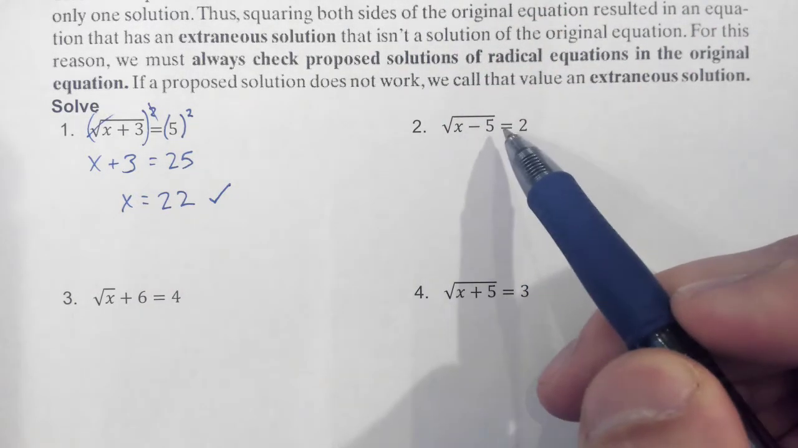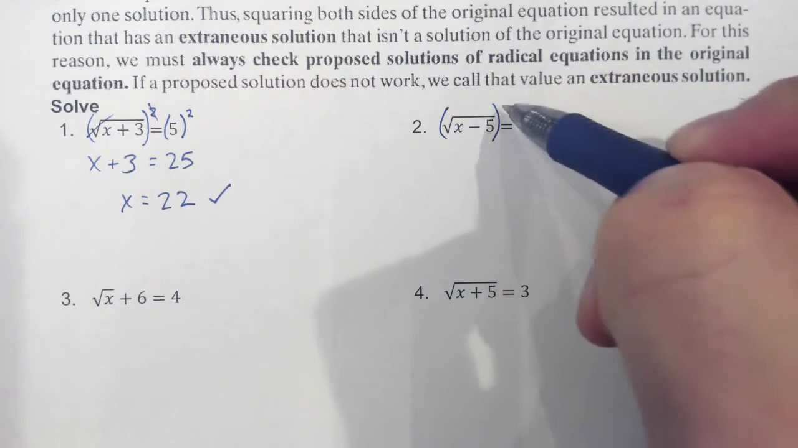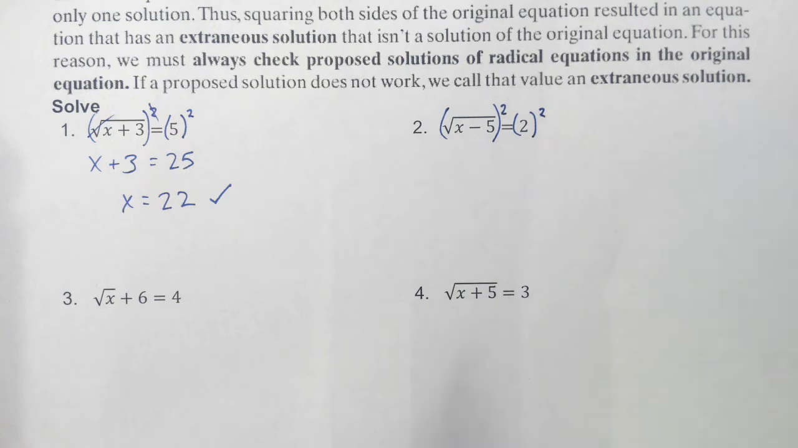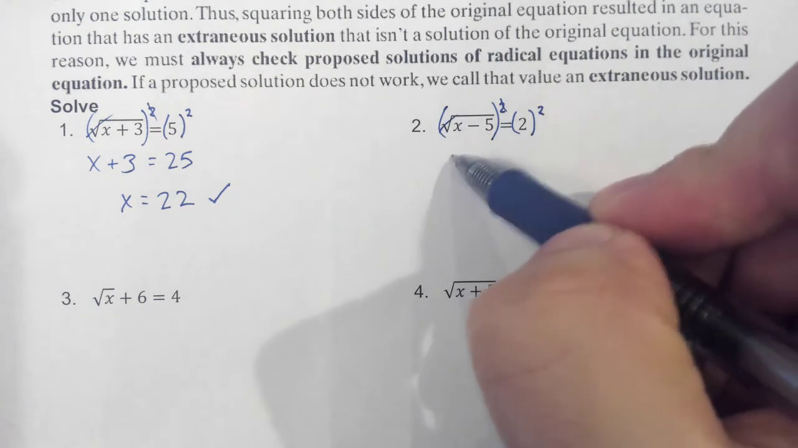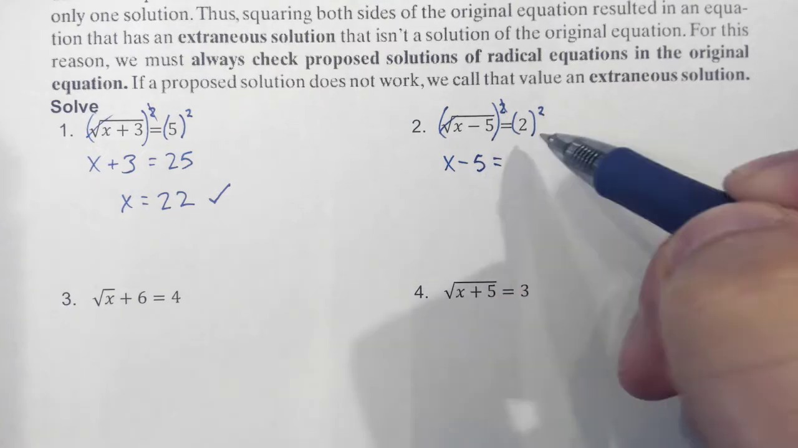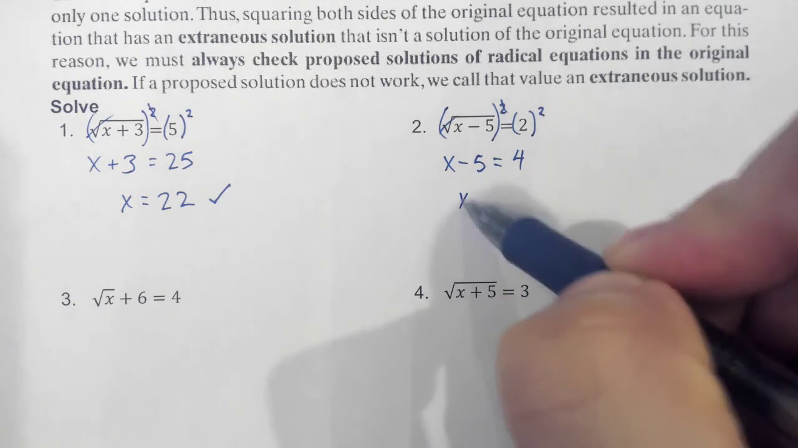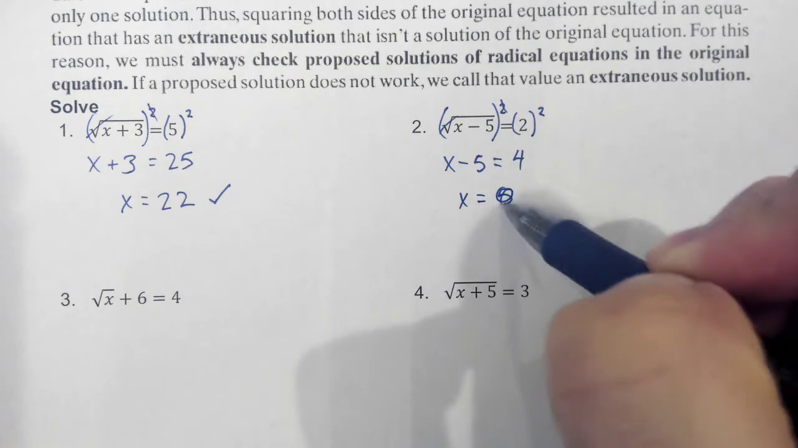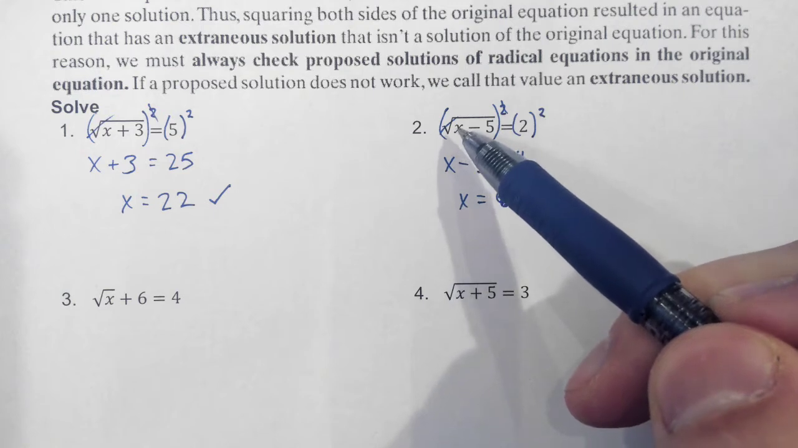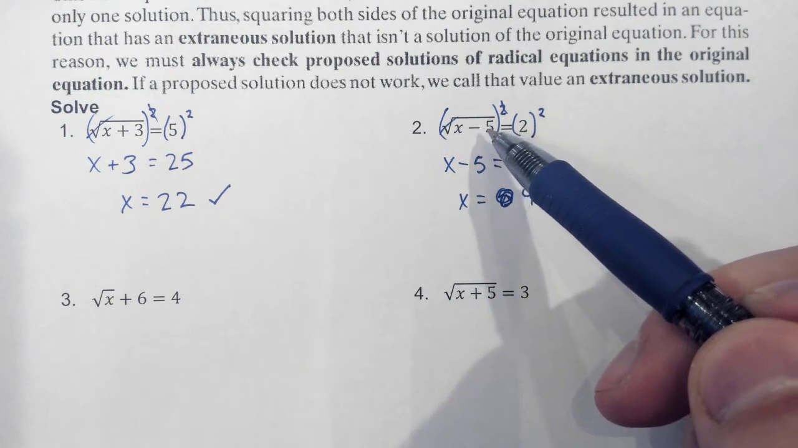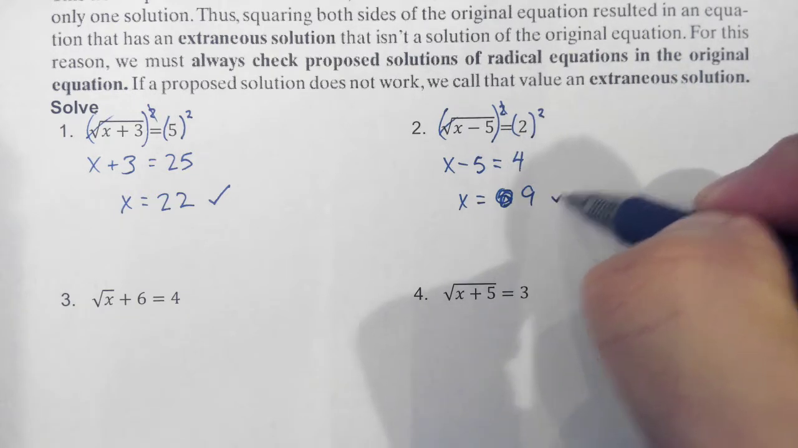Let's look at number 2. Again, the radical is already isolated, so you're going to square each side. The square and the square root will cancel each other out, leaving you with x minus 5 equals 2 squared, which is 4. Again, add 5. Oops, not 5, x would equal 9. Plug that into the original equation. What's 9 minus 5? It's 4. What's the square root of 4? It's 2. It's supposed to be 2. So again, that one worked.